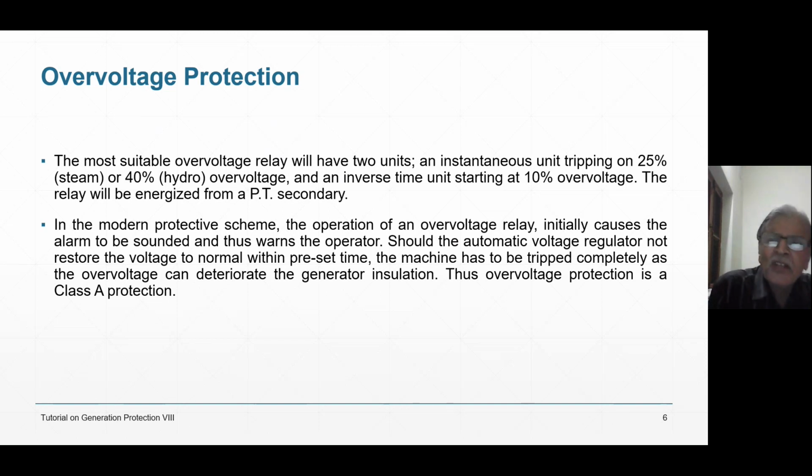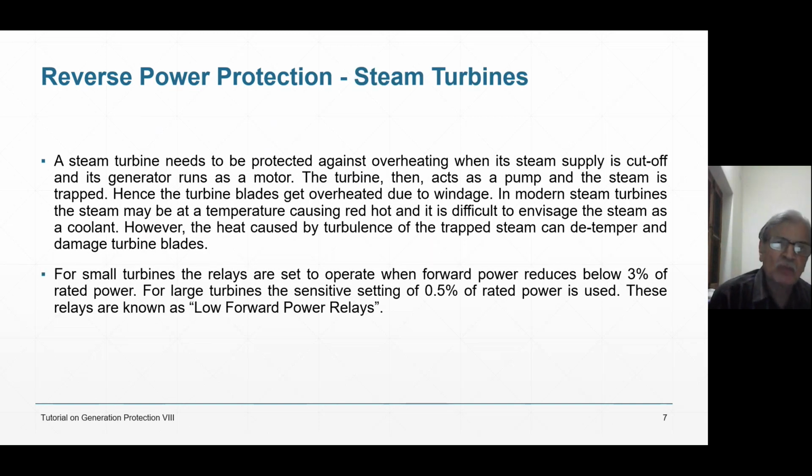So the usual practice is to give instantaneous trip at 25% over voltage in steam, and in hydro 40% over voltage, and to initiate inverse time unit if the overvoltage crosses 10%, that means the voltage time characteristic is inverse. Higher the overvoltage, less is the time, lower the overvoltage, more is the time. Such relays are available in numerical world also, and you do get this, right? So you have to take action, and as I told, it is a class A protection. So that is the overvoltage protection.